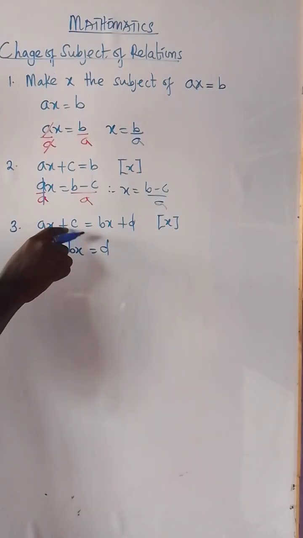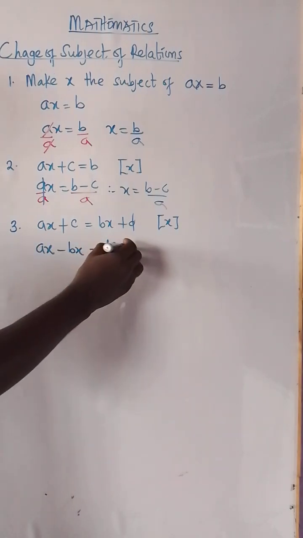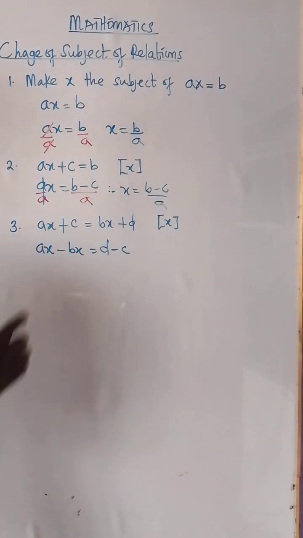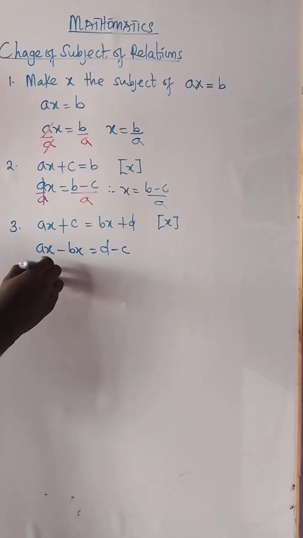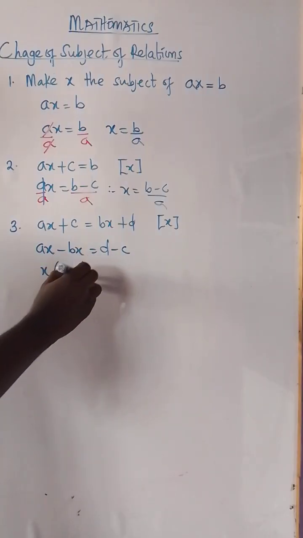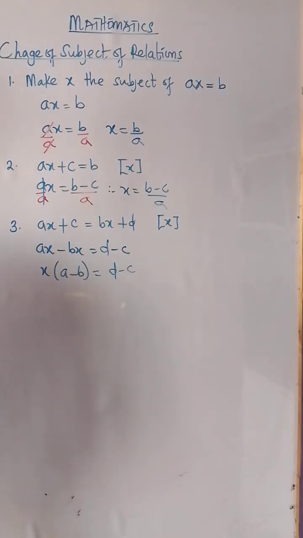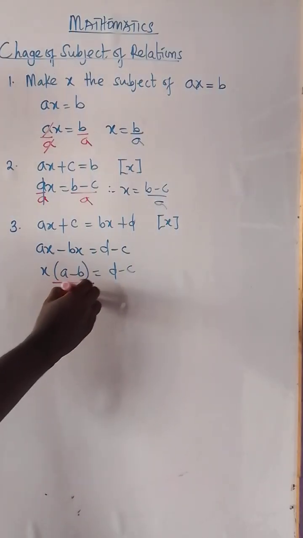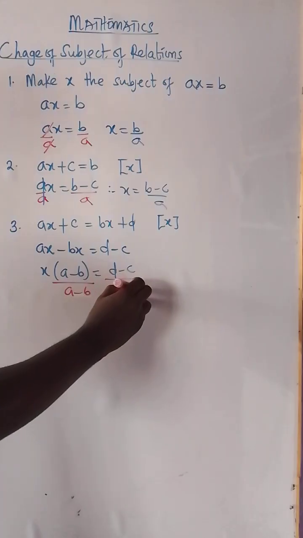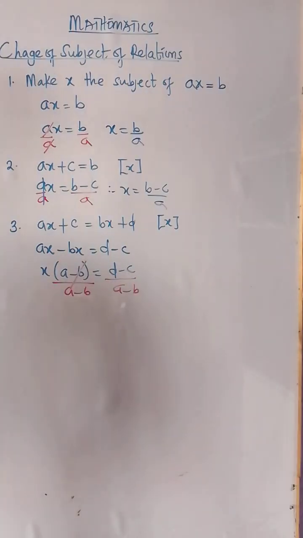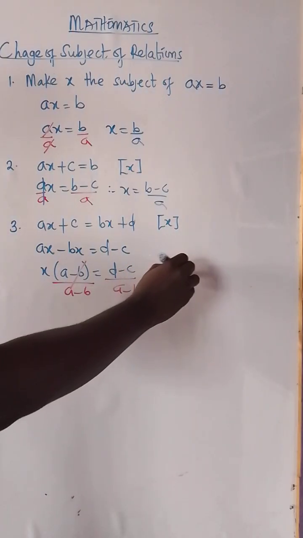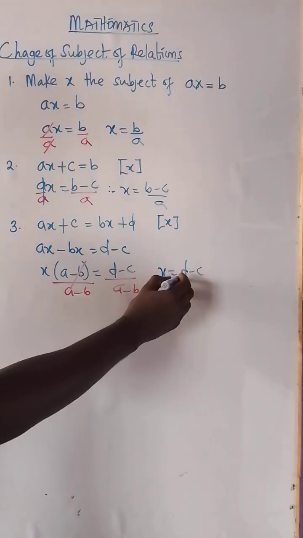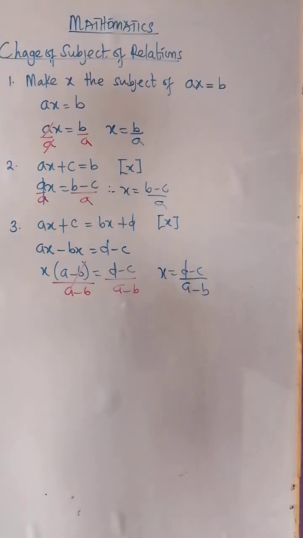But this c has no x, so we'll take it to the other side. So plus c turns to minus c. What is now left? X is common, so we factorize x. So we have x(a minus b) = d minus c. Since our aim is to get x, this (a minus b) should go. So we divide both sides by what? (a minus b) over (a minus b). So this cancels. So from here, x = (d minus c) over (a minus b).